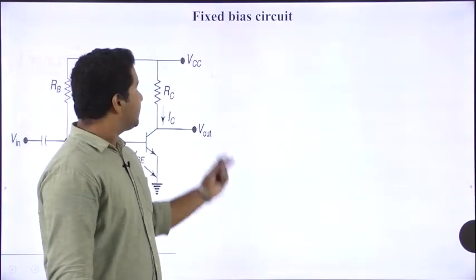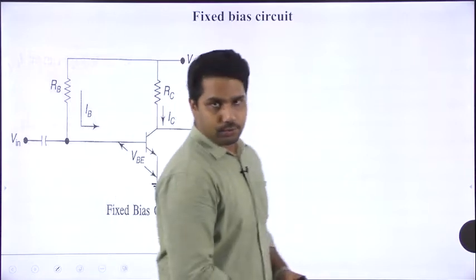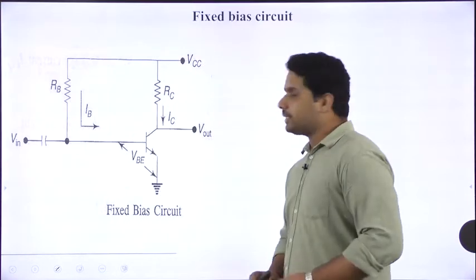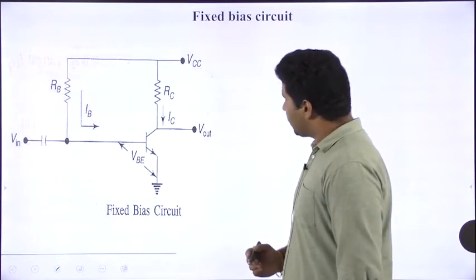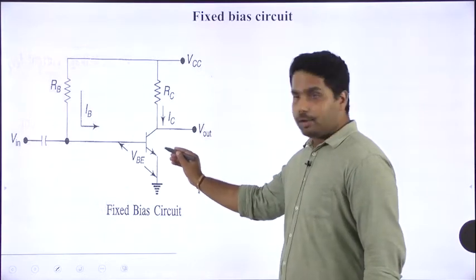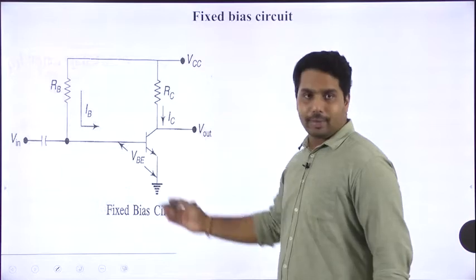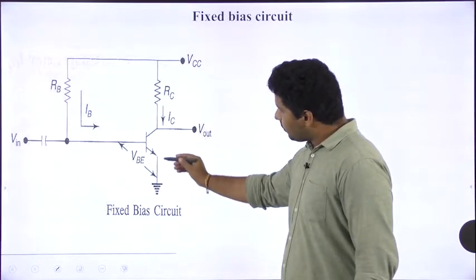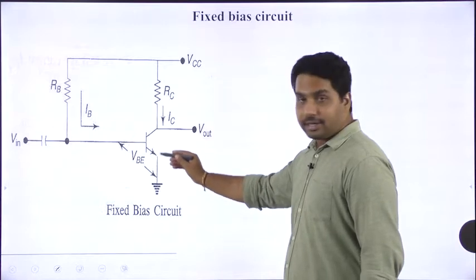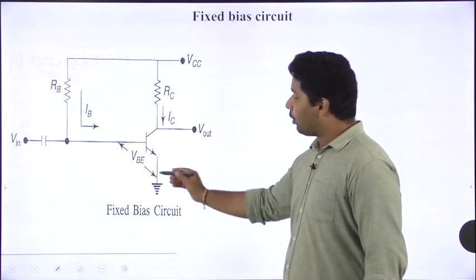Okay. So first let us see a fixed bias circuit. This is the circuit diagram of a fixed bias circuit. In the fixed bias circuit, you can see a common emitter amplifier here. This is the common emitter amplifier circuit, and the bias configuration is fixed bias.